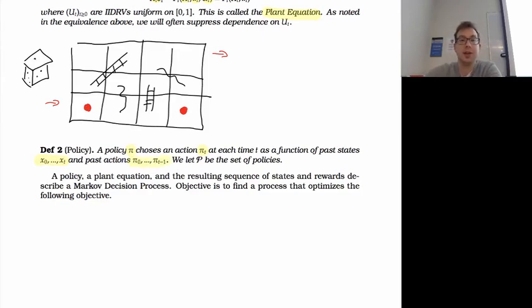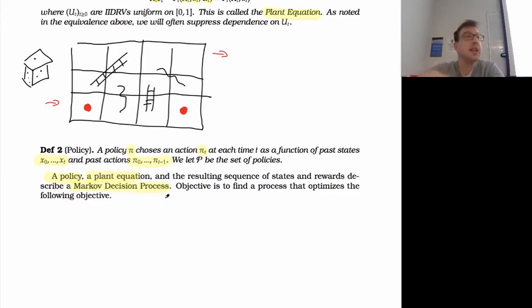So a policy chooses an action in a sensible way. You kind of know what's happened up until that point, and then you make a decision when you're at that point. And you can use all the information of the past up until then to make your decision. A policy, a plant equation, and the resulting sequence of states and rewards that we get from this is called a Markov decision process. So it's a Markov chain where you make decisions, essentially.